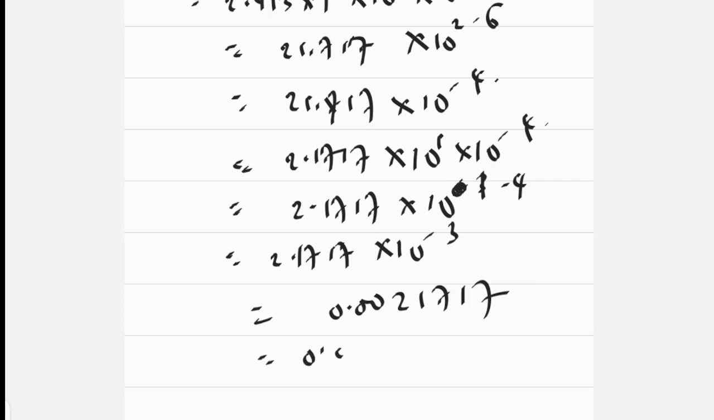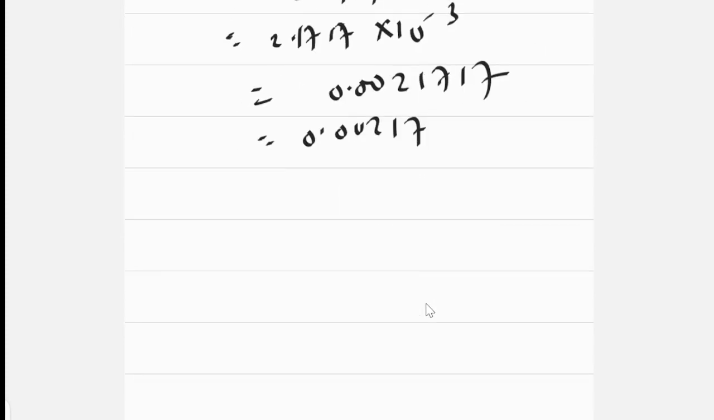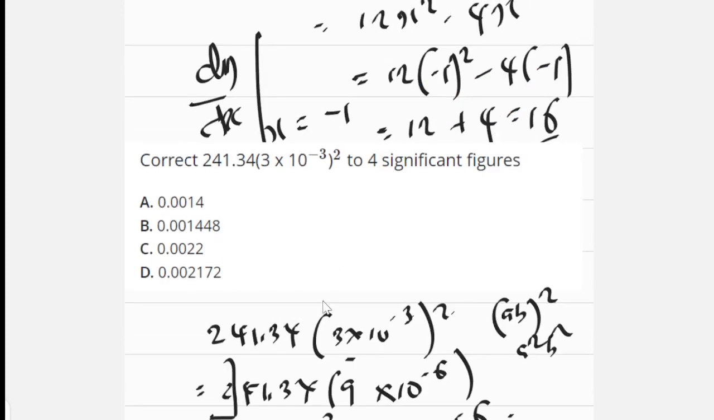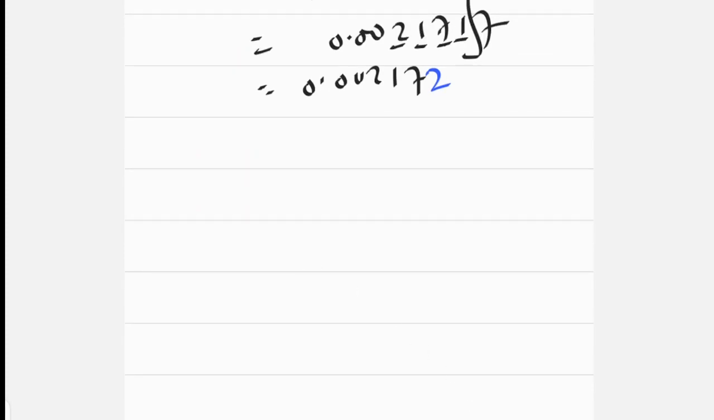So that's going to give me 0.00217. Four significant figures means the first 4 non-zero numbers. It means you start counting from here. This is the first one, second one, third, fourth. It means you have to stop here. But before you stop, you have to check the number immediately after it, whether it's going to be rounded up or down. 7 is rounded up to 1. 1 plus 1, that is 2. You have 2172. Let's check the answer. Yeah. Can you see? That is not difficult at all.